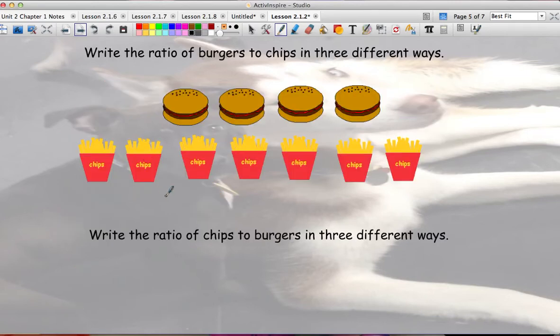And I'm going to have you try this again. Now there are 2 different problems here. First, I'd like you to write the ratio of burgers to chips in 3 different ways. And then I'd like you to write the ratio of chips to burgers in 3 different ways.